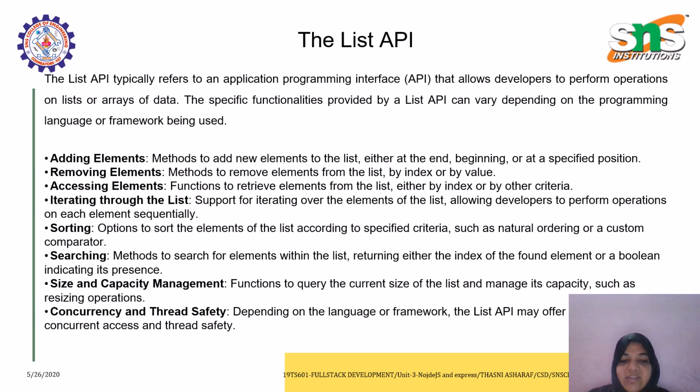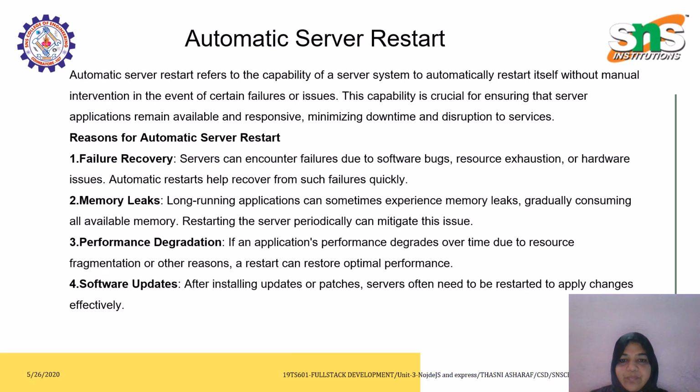And size and capacity management queries the current size of the list and manages its capacity, such as resizing operations. And concurrency and thread safety is nothing but, depending on the language or framework, the list API may offer concurrent access and thread safety. Next one is the automatic server restart, which is a capability of a server system to automatically restart itself without manual intervention in the event of certain failures or issues.